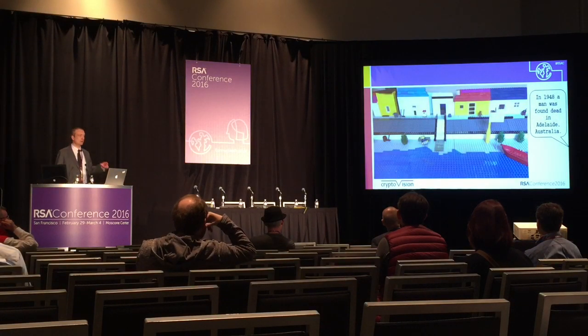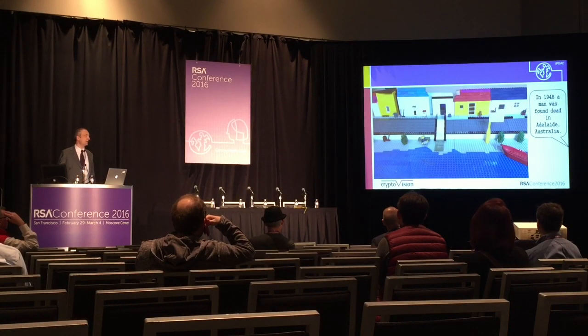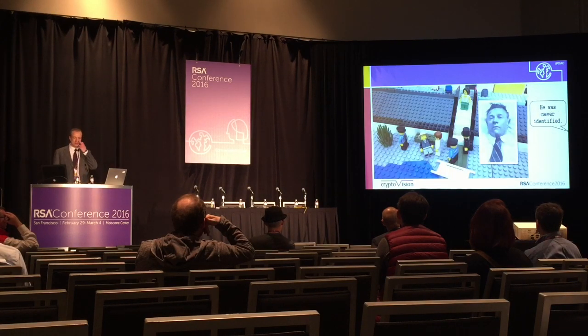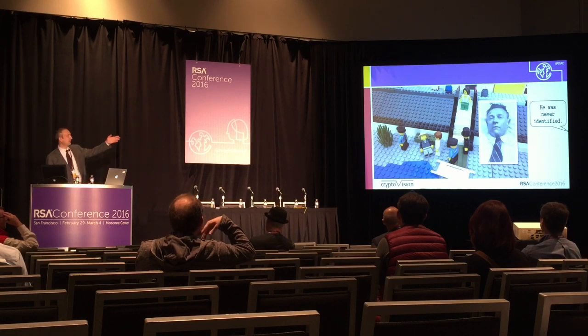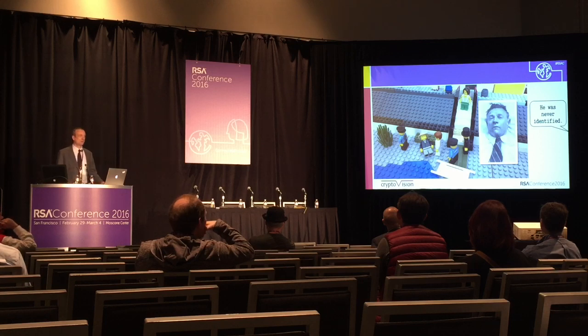Let's go a little more back in history, there was a similar case in 1948 in Australia. A man was found on the beach in Adelaide, Australia, and well, he was dead. It's not clear whether he was murdered or if it was a disease or if it was suicide. And the interesting part about this case is that this man was never identified. I think the picture that is available of him is quite good, so it should be possible to determine who this man was, but it hasn't worked in the last 70 years.